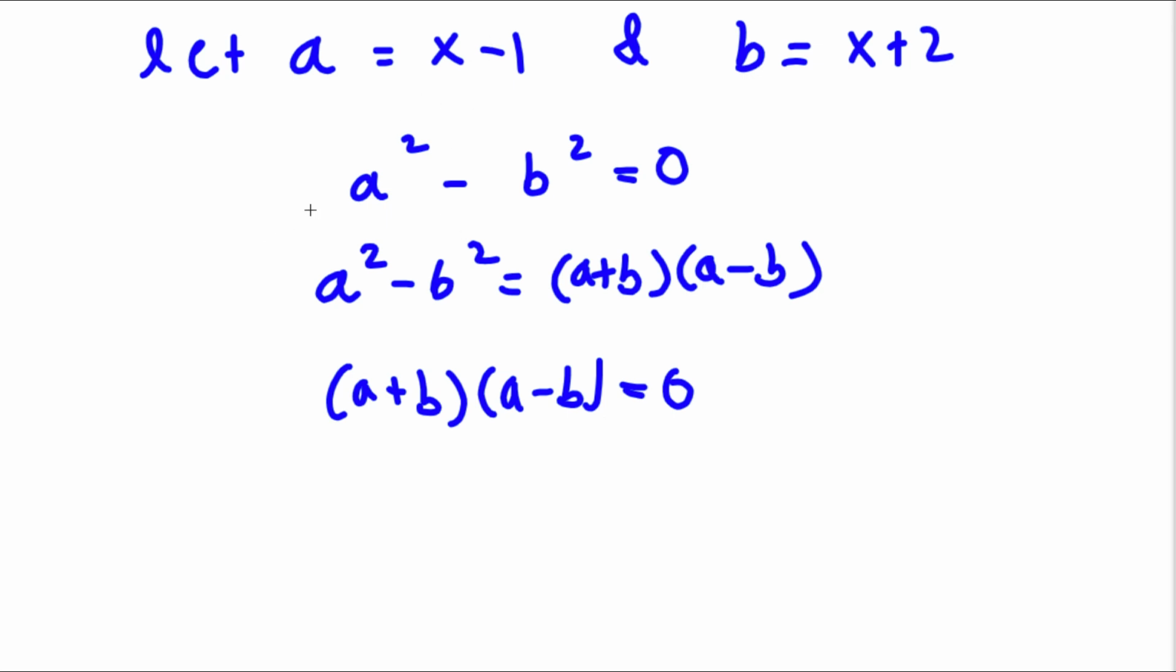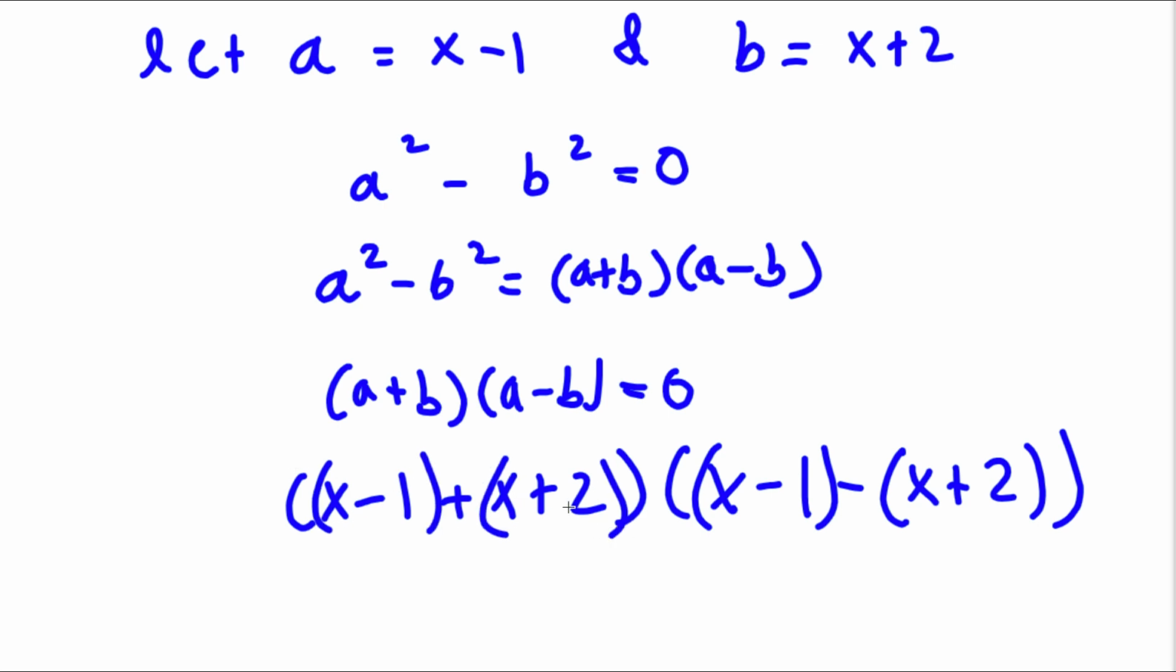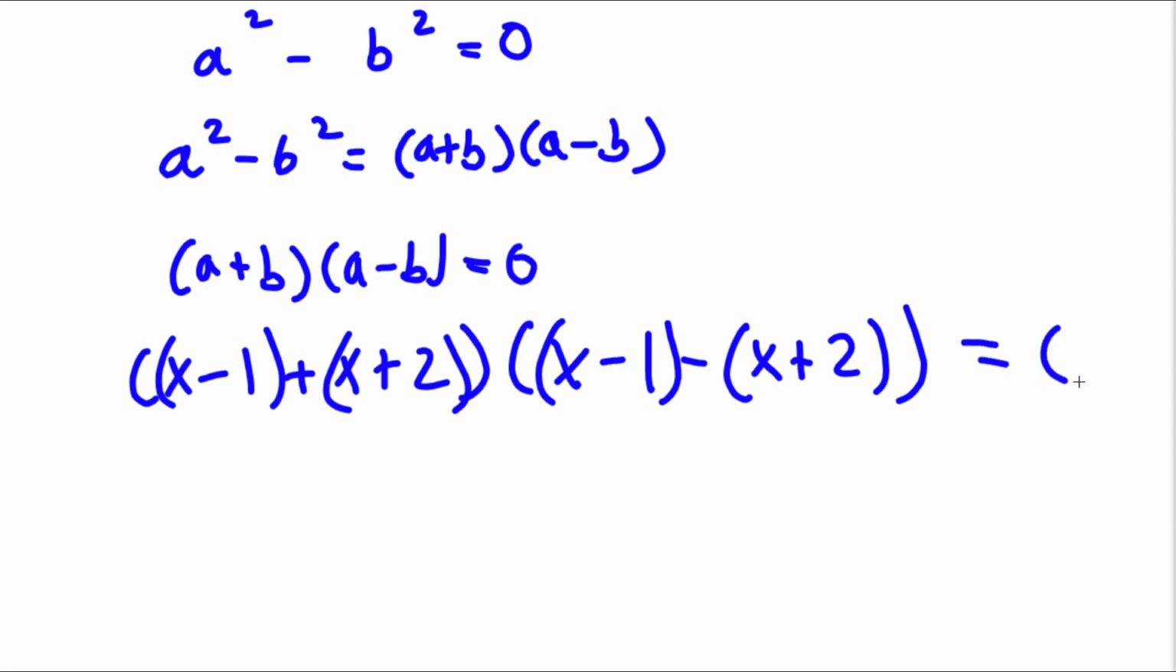Now remember how we said that a is equal to x - 1 and b is equal to x + 2. So if I substitute the values of a and b into (a + b)(a - b) = 0, I get (x - 1 + x + 2) times (x - 1 - (x + 2)), and this is equal to 0.